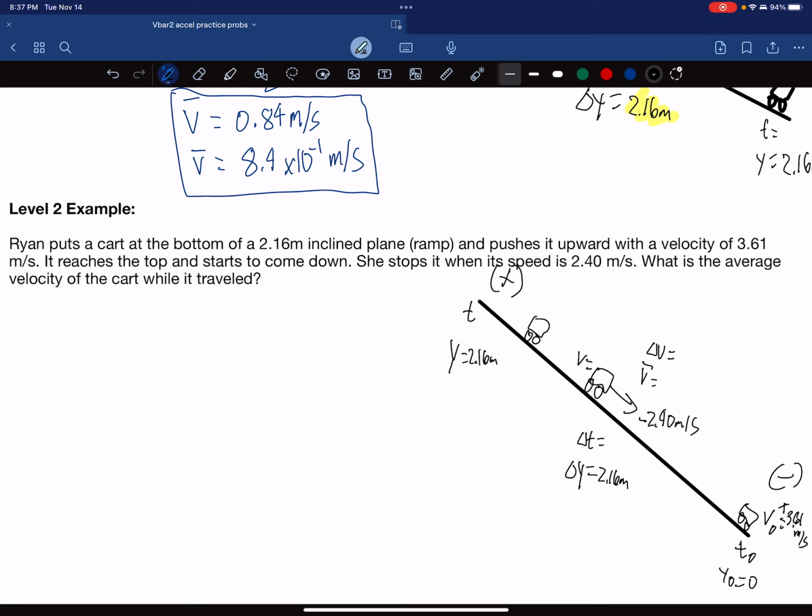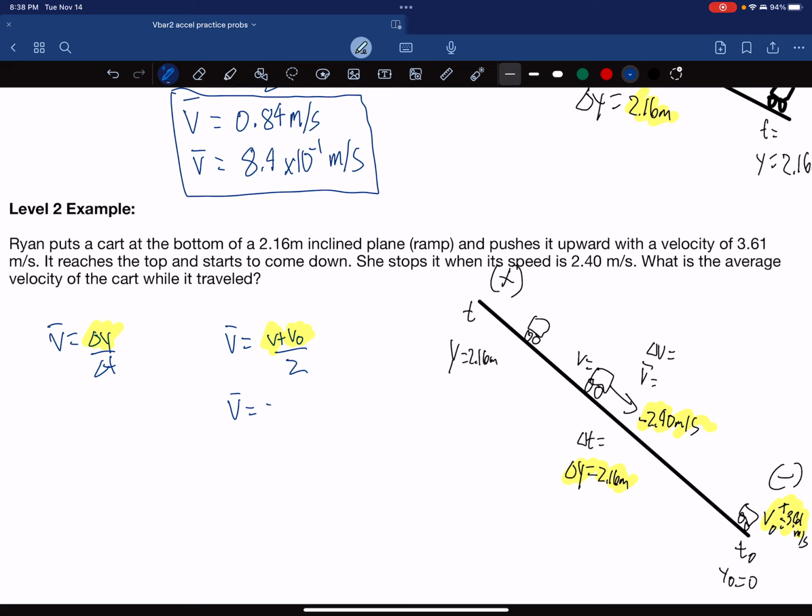So we're looking for the average velocity. Now our average velocity, we have two formulas. V equals delta y over delta t, and V bar is V plus V0 over 2. Well, what information do we have? We have delta y, we have V0, and we have V, and we're looking for V bar. We do have delta y, but we do not know delta t. So the equation we will be using is this one, the average velocity 2 formula.